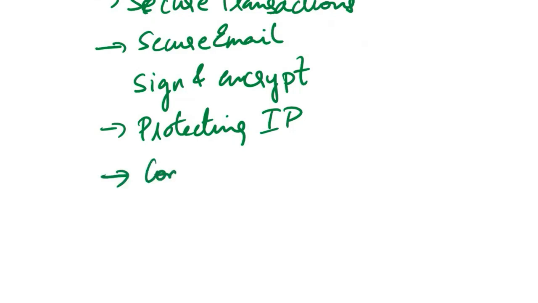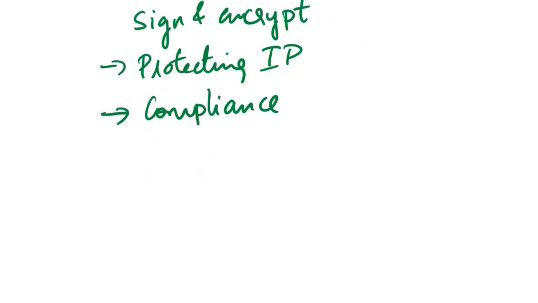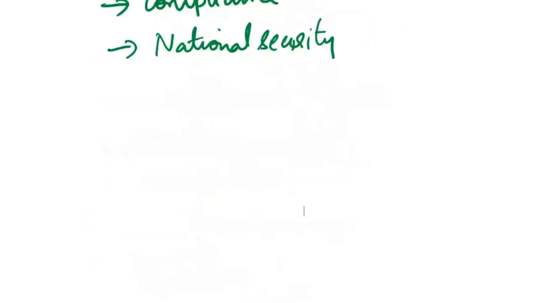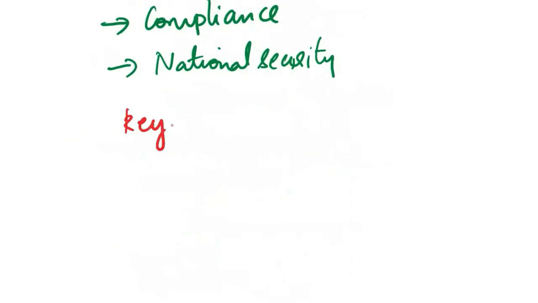Next one is compliance. Various industries and regions have specific regulations requiring data protection and security measures. Digital certificates are a key component of compliance with these regulations. Next is national security. Governments use digital certificates to secure their critical infrastructure, protect national secrets, and ensure secure communication among government agencies. Now let's see the key components of a digital certificate.